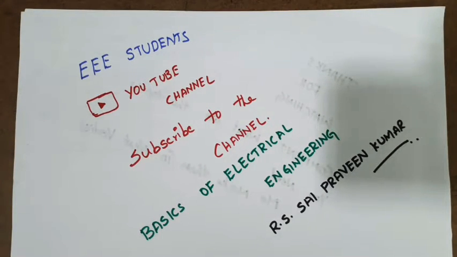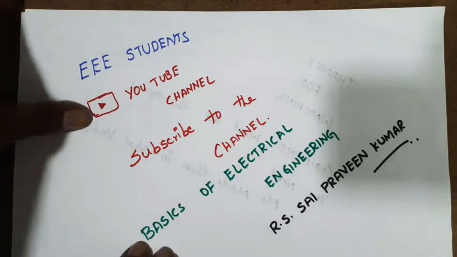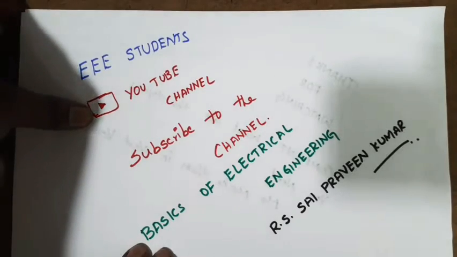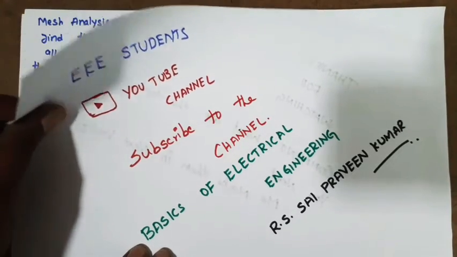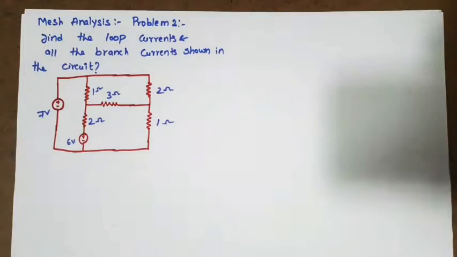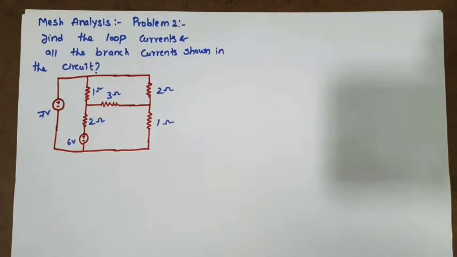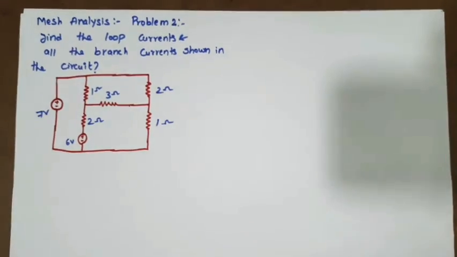So today, in this video, we are going to discuss problem 2 of mesh analysis. In the previous video we discussed problem 1 for mesh analysis, and now we are going to solve problem 2 for mesh analysis with some different problems. So it is okay. Coming to the problem, in the previous problem we discussed a circuit consisting of two loops.